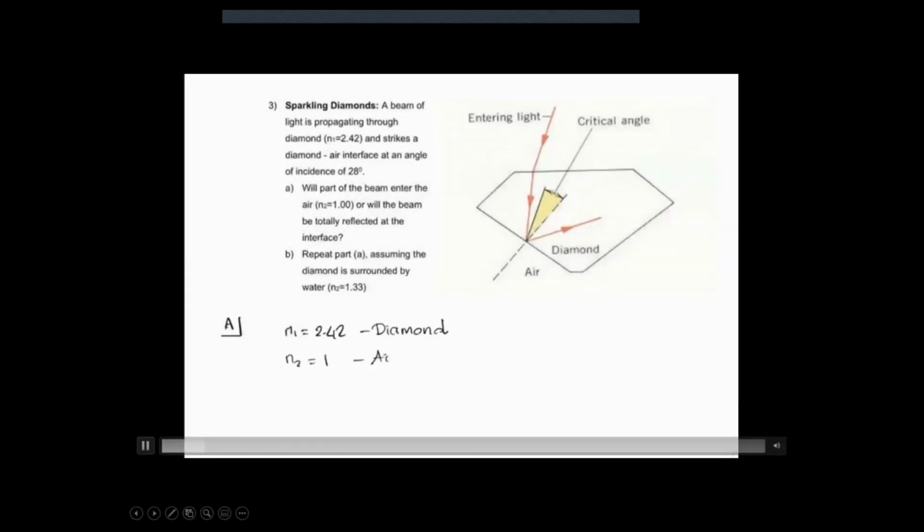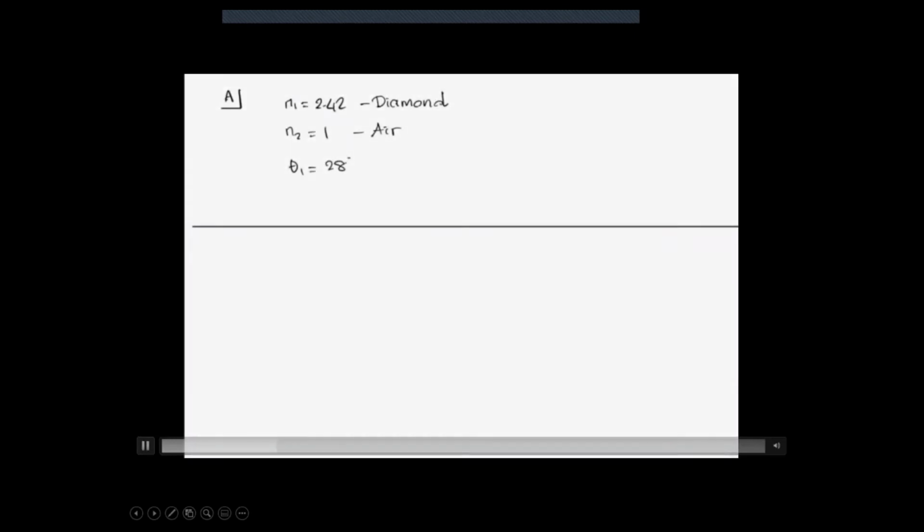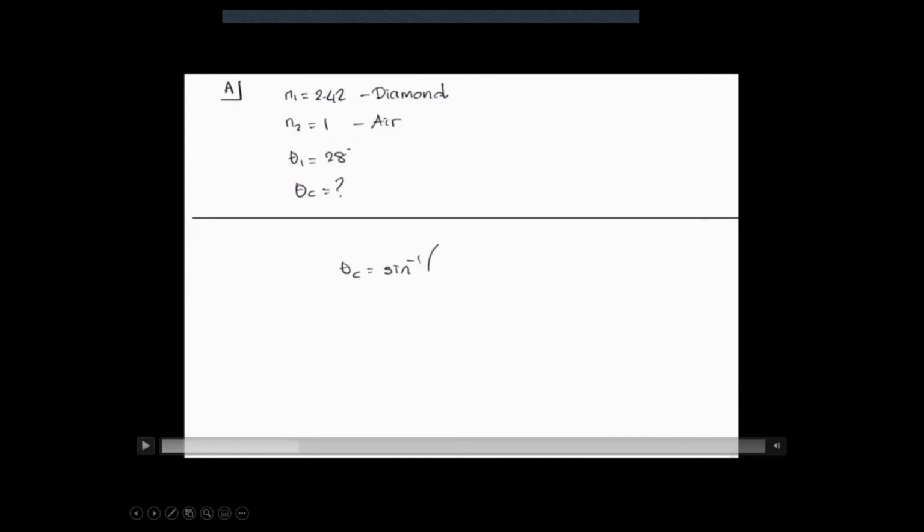So what is it that I'm interested in in this case? Here's the diamond, with its index of refraction. The light is already inside the diamond. Let's figure out, okay, the incident angle is going to be 28 degrees. The question is, will it be captured by the diamond, or is it going to escape? Will it get internally reflected, or will it get refracted? Which means that we have to look at the critical angle.